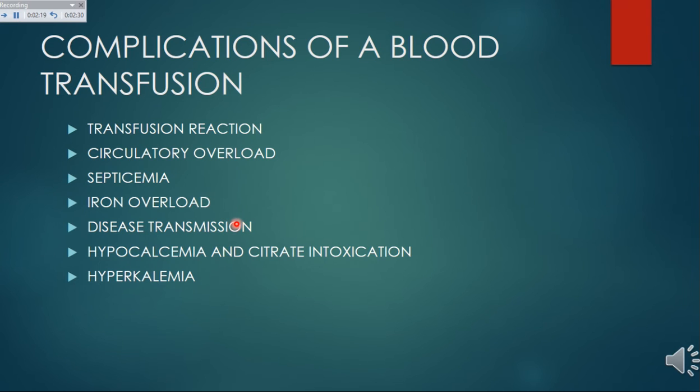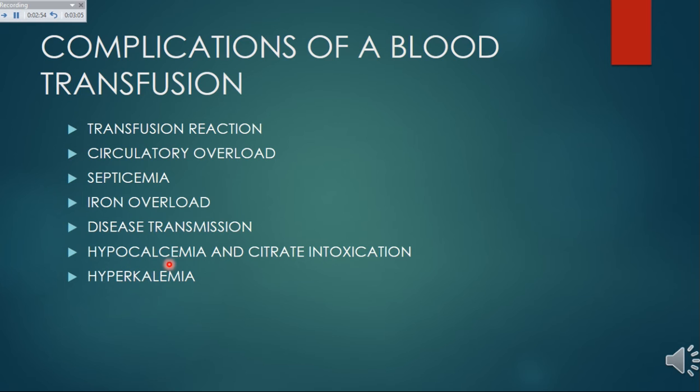Next is disease transmission. See, infectious diseases are transmitted from person to person. How? By direct or indirect contact. The diseases commonly transmitted are hepatitis C, hepatitis B, HIV, human herpes virus, Epstein-Barr virus, cytomegalovirus and malaria, etc. That is why we do donor screening before blood transfusion, just to reduce the risk of transmission of infectious agents.